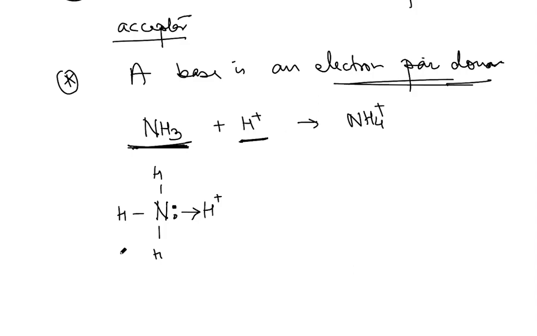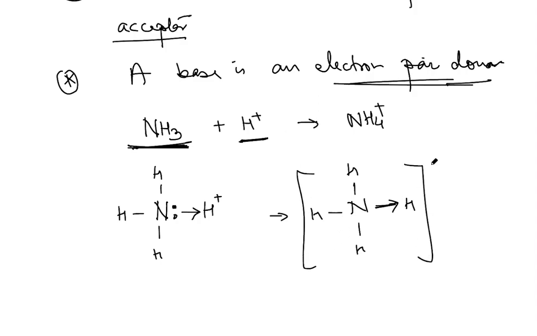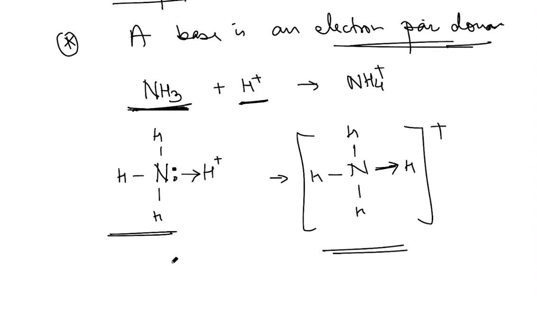So these two electrons are shared. Finally, a covalent bond is formed between N and H. We can draw it as a line or as an arrow, and the positive charge comes over the whole molecule. In this case, the ammonium ion is formed. We can see that the ammonia molecule is the electron pair donor, so it is the Lewis base, and the H ion is the electron pair acceptor, so it is the Lewis acid. I hope it is very clear what a Lewis base and a Lewis acid are.